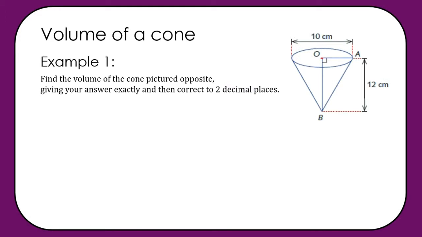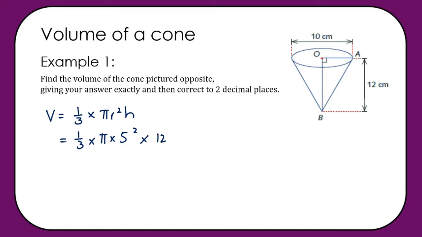Here we wish to find the volume of the cone pictured opposite, giving our answer firstly exactly and then rounding it to 2 decimal places. The volume is going to be 1/3 times the volume of the cylinder, which is pi r squared times h. So we have 1/3 times pi times, in this case the radius is 5, so 5 squared, times the height, which is 12.